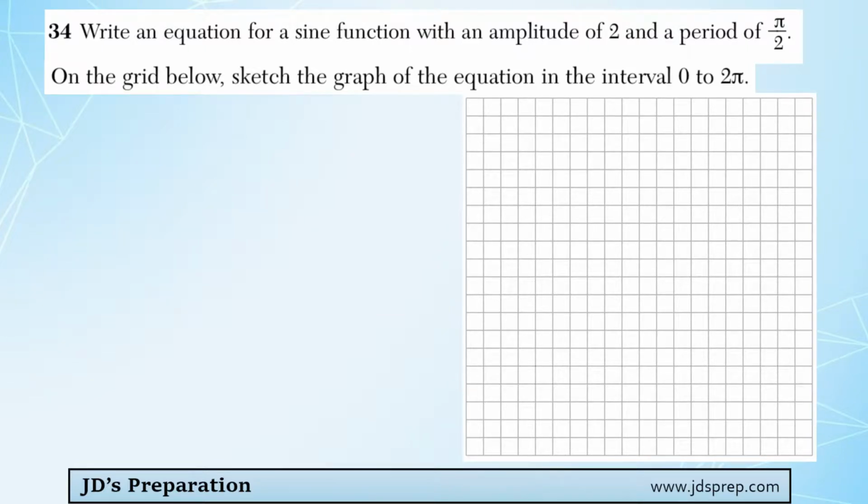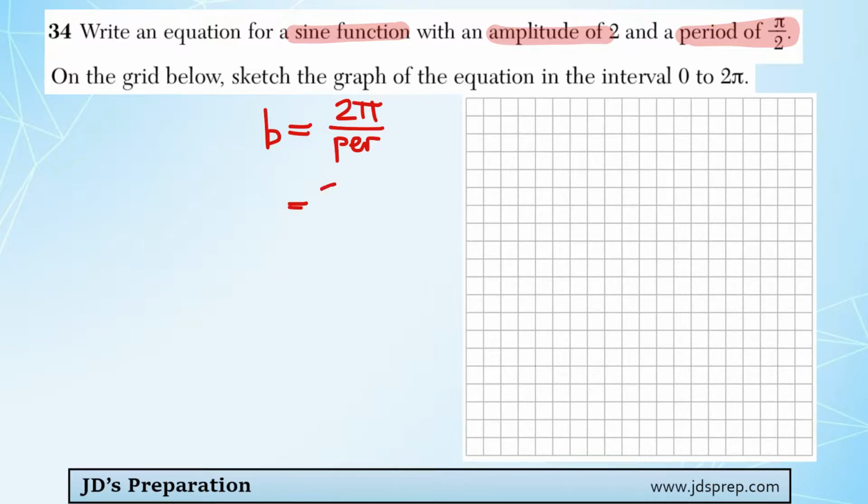Okay, in this problem, our first step is to write the equation for a sine function. We know the amplitude is going to be 2 and the period is pi over 2. So the first thing we're going to want to do is calculate our b value, because we know to find b, it's going to be 2 pi divided by the period.